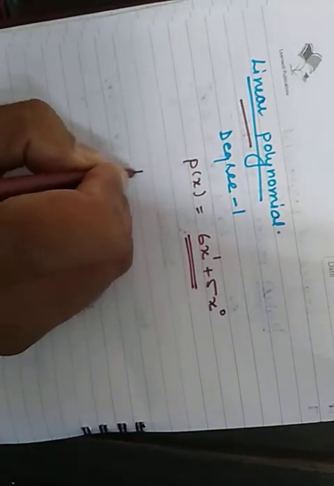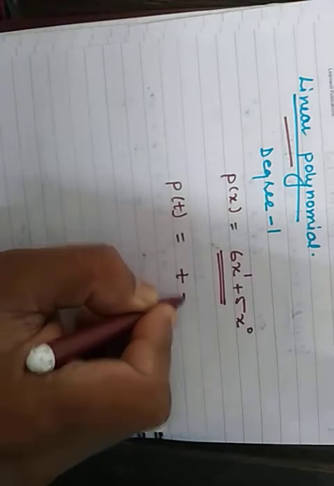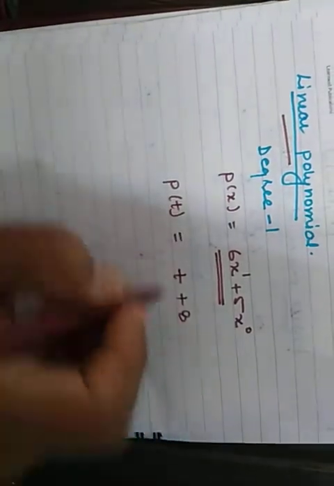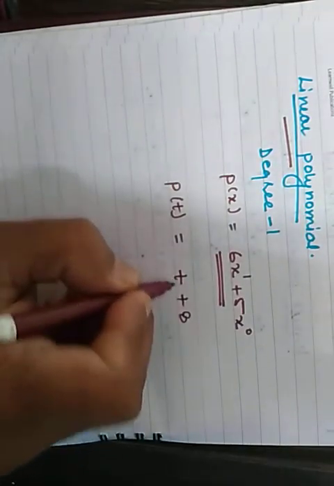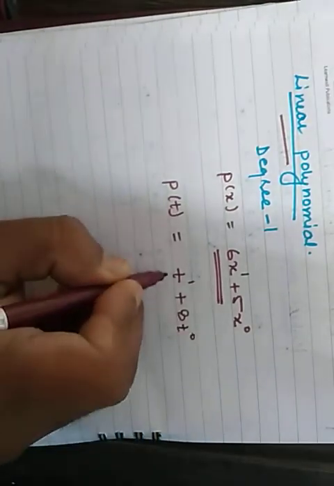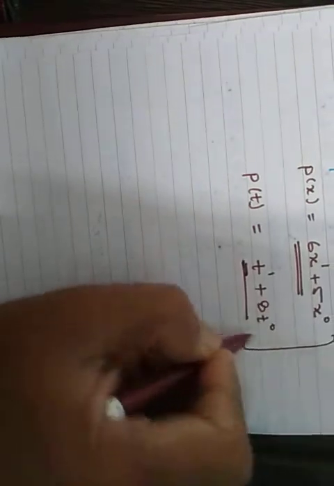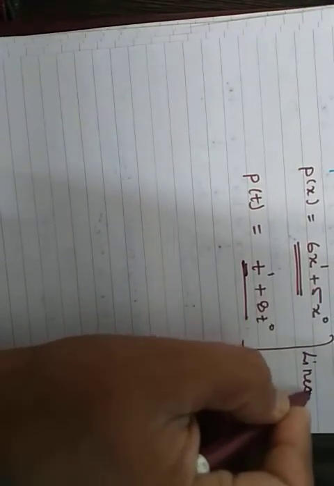Another example, let p(t) equal t plus 8. Now the power of the variable t is 1, and 8 is with t to the power 0, so its degree is 1. So this is also a linear polynomial. Sometimes we call a linear polynomial a linear expression also.